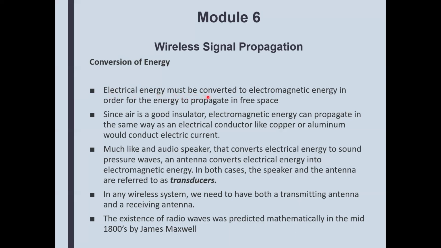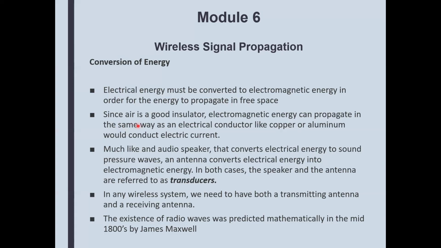Electrical energy must be converted to electromagnetic energy in order for the energy to propagate in free space. Let's get it backwards. In order for the energy to propagate in the free space, the electrical energy must be converted to electromagnetic energy. Okay, we have that one out of the way.